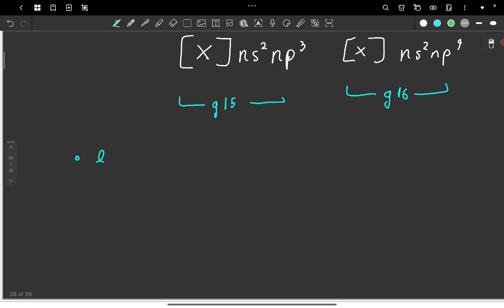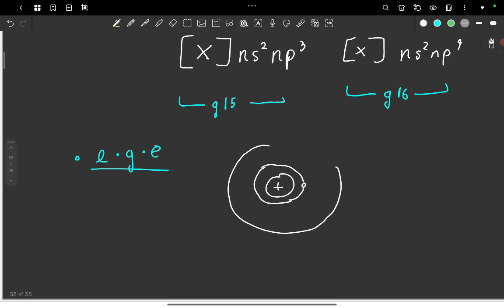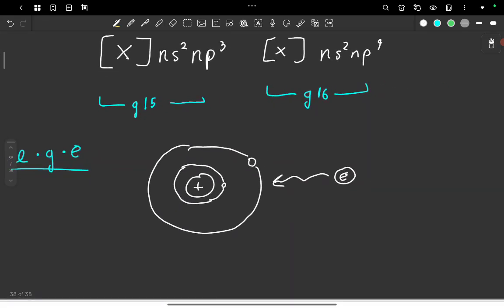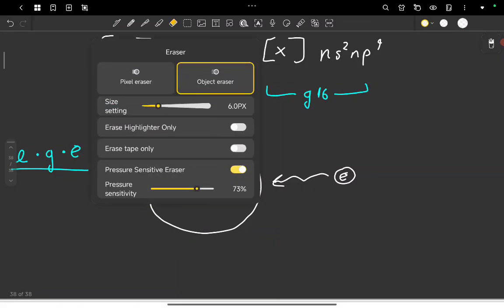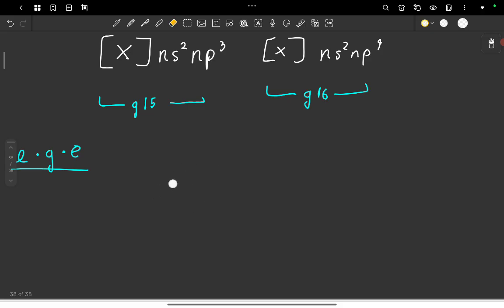Let's now talk about electron gain enthalpy. What is electron gain enthalpy? It is basically the opposite of ionization energy. Electron gain enthalpy is the energy released or absorbed whenever you add an electron to the atom. So if this is an atom, this is the nucleus, this is a shell, this is another shell. Now say you want to add another electron to this atom. In order to do that, you will have to either provide energy or this will release energy. So this is what is called electron gain enthalpy.